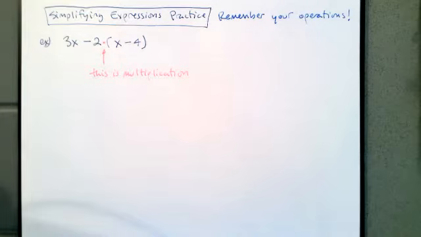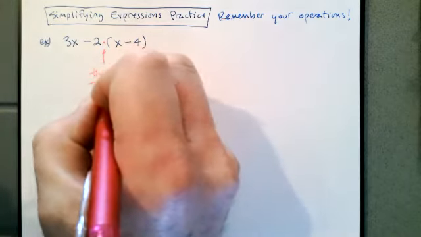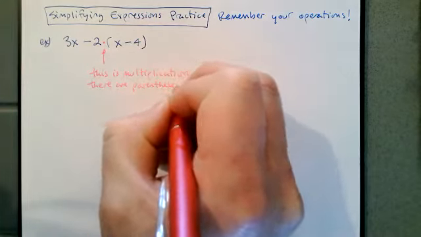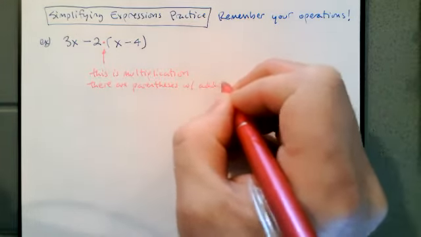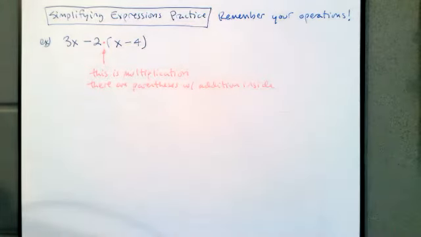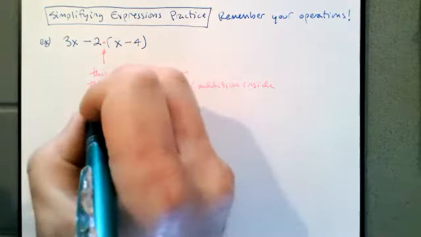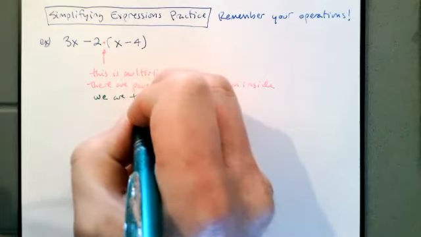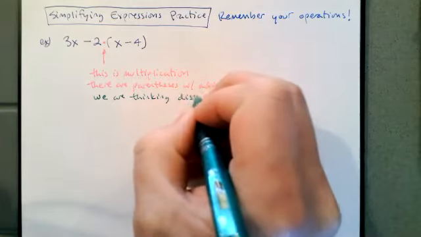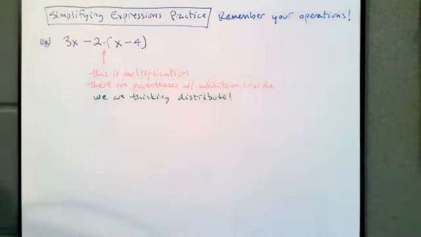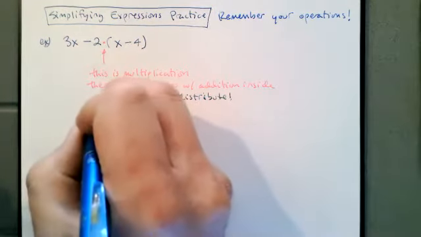The multiplication and the parentheses make us think distributive property. There are parentheses with addition inside, so we should be thinking distributive property. We know that multiplication distributes over addition. But we have to read carefully and think about what exactly we are distributing.